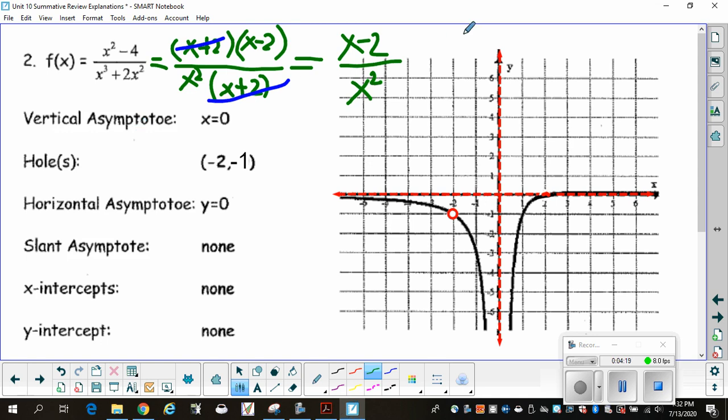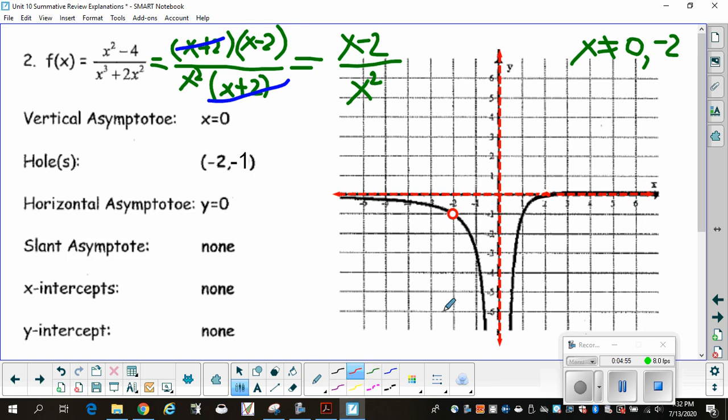Vertical asymptote, well, remember before you cancel it, you say that x cannot equal 0 because 0 would cause it to be undefined, and x can also not equal -2. So I put a -2 in here, this factor is 0. Now, the vertical asymptote occurs any place that was not canceled out. So that's my x equals 0. The hole occurs any place where something is canceled out.